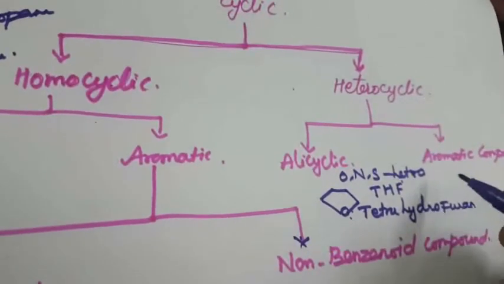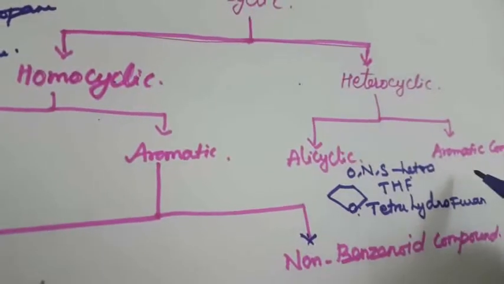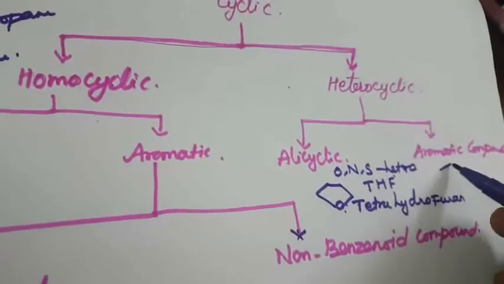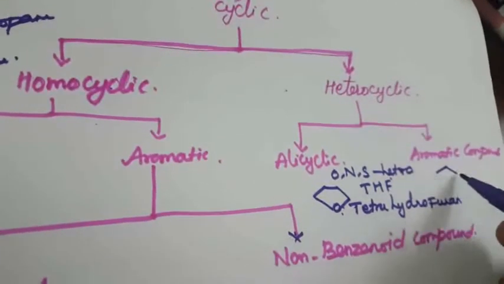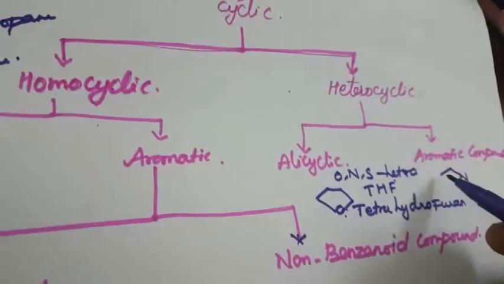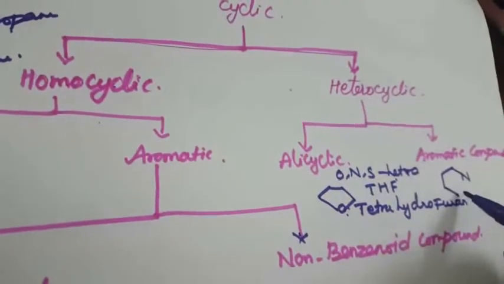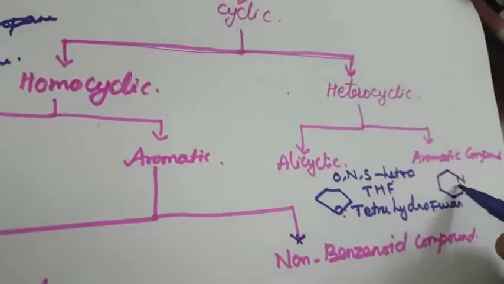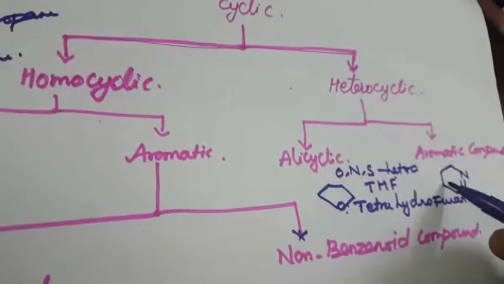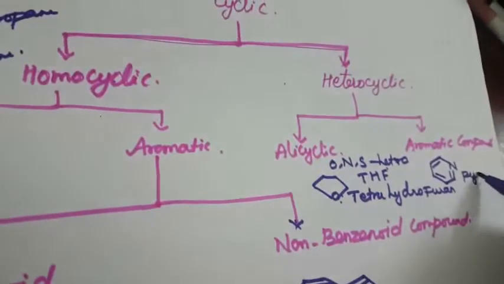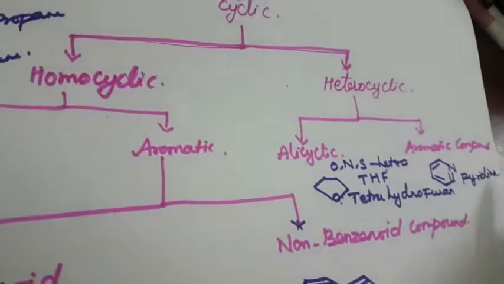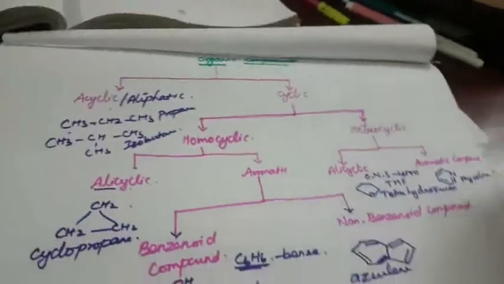What is meant by aromatic compound? This aromatic compound also contains some heteroatom, so that is called heterocyclic. So here this is N. This is the heteroatom. The structure name is pyridine. Okay, so this is the classification of organic compounds.